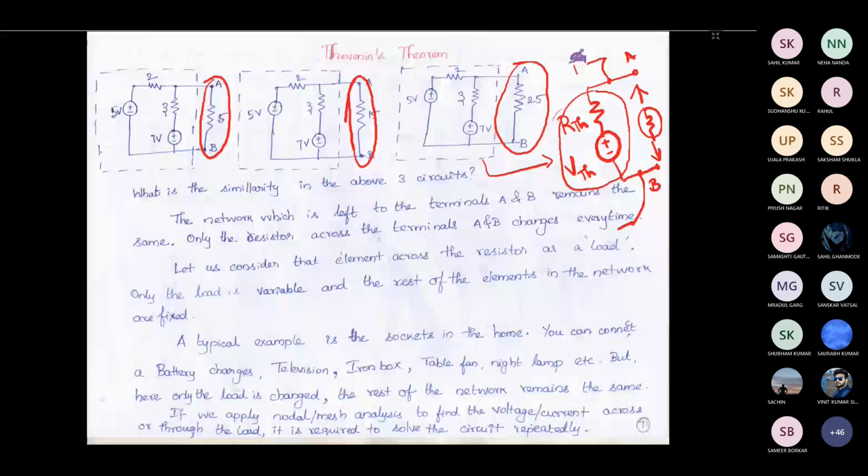So you can just put your iron box or table fan or battery chargers or television across these two points. So this is like a Thevenin voltage source and this is a Thevenin equivalent resistance, and this is considered as a load that can be anything whichever you are using in your home. Whatever you are using in your home as a load, you can consider that as a load here.